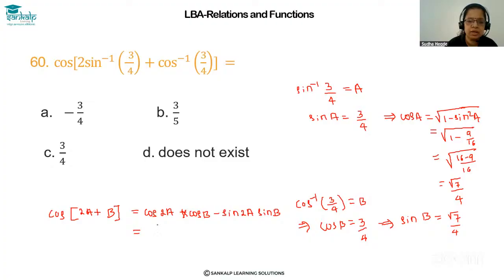Can you directly find? No, cos 2A is 1 minus 2 sin square A. So that is equal to 1 minus 2 sin square A is 1 minus 2 into 9 by 16.